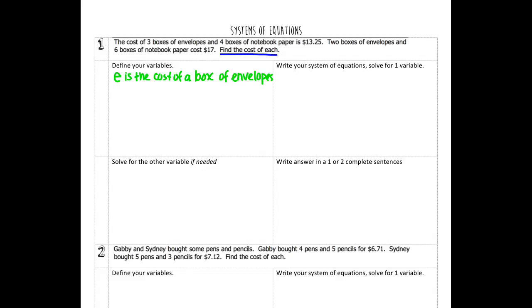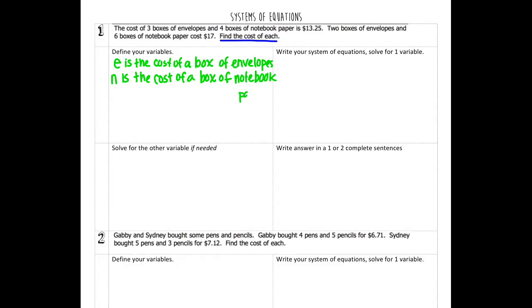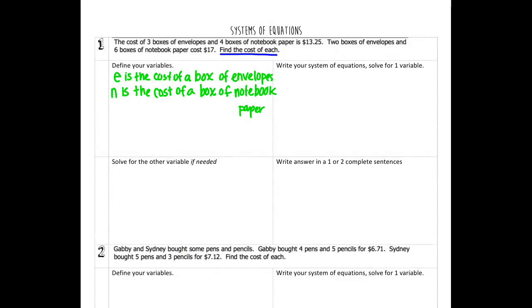and let's say that N is the cost of a box of notebook paper. Okay, so we defined our variables. Now I need to write my system.